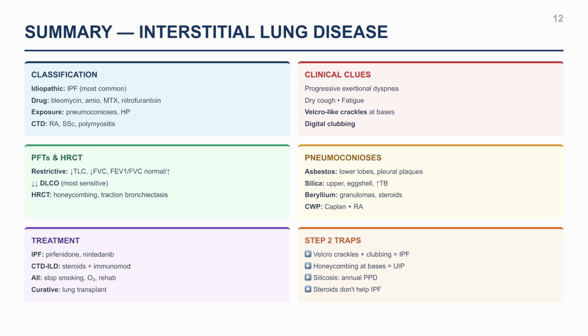Finally, the classic Step 2 traps. Velcro crackles plus clubbing equals IPF. Honeycombing at the lung bases equals UIP. Silicosis requires annual PPD screening. And steroids do not help classic IPF.